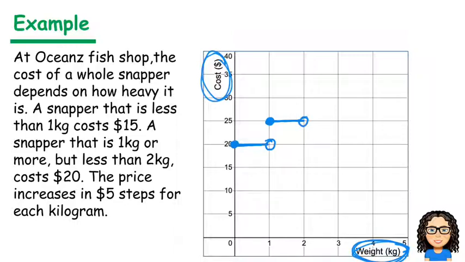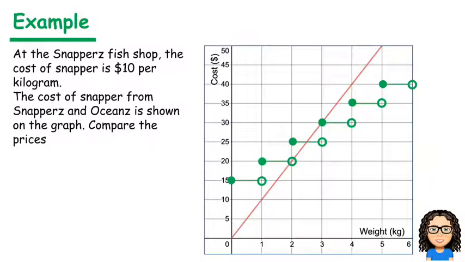Then we're told the price increases in $5 steps. So that means I'm going to repeat this graph now for the next 5 kilos and so on. So a solid circle and open circle, solid circle and open circle. And there is our piecewise function, and you can see how it's rising in these steps.